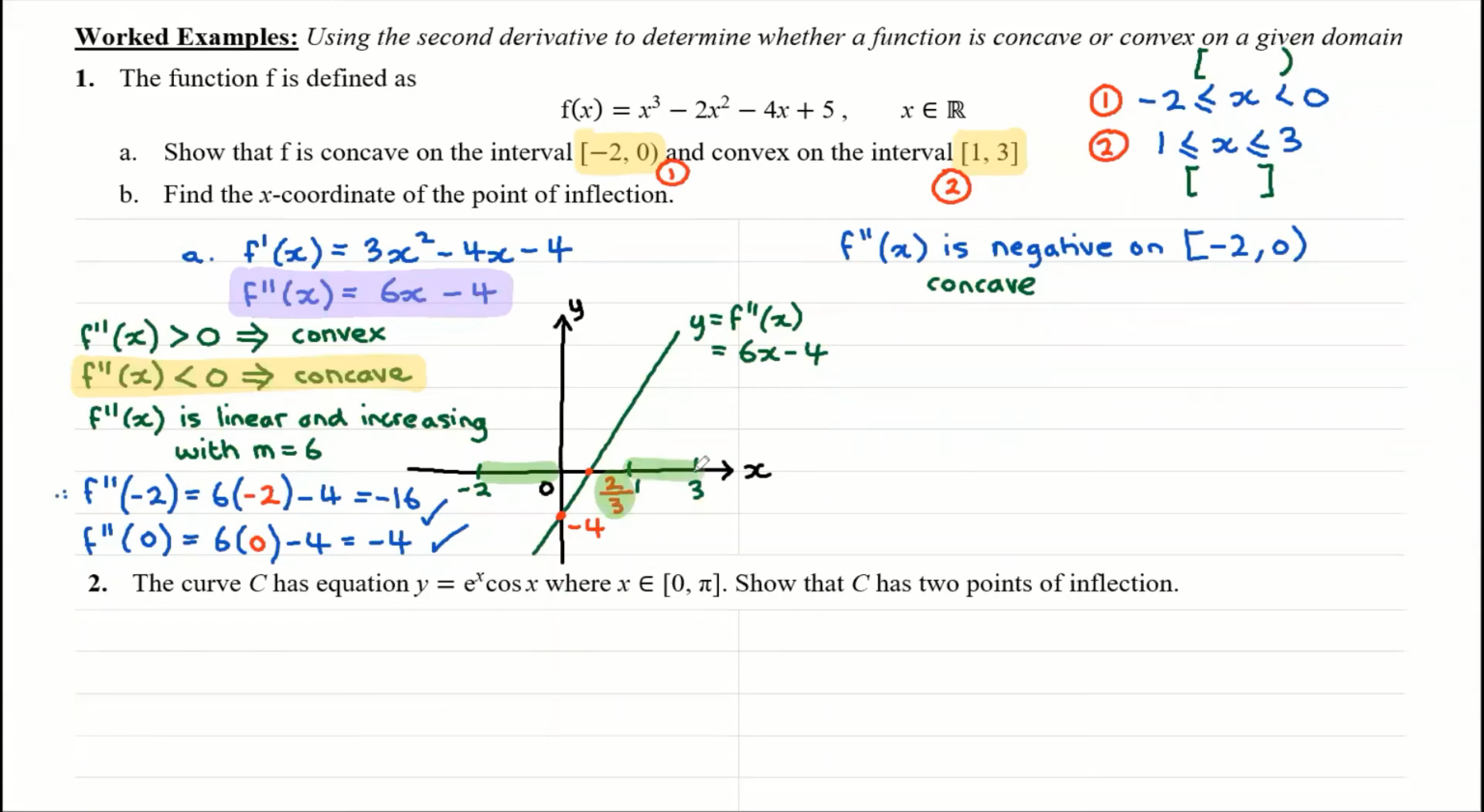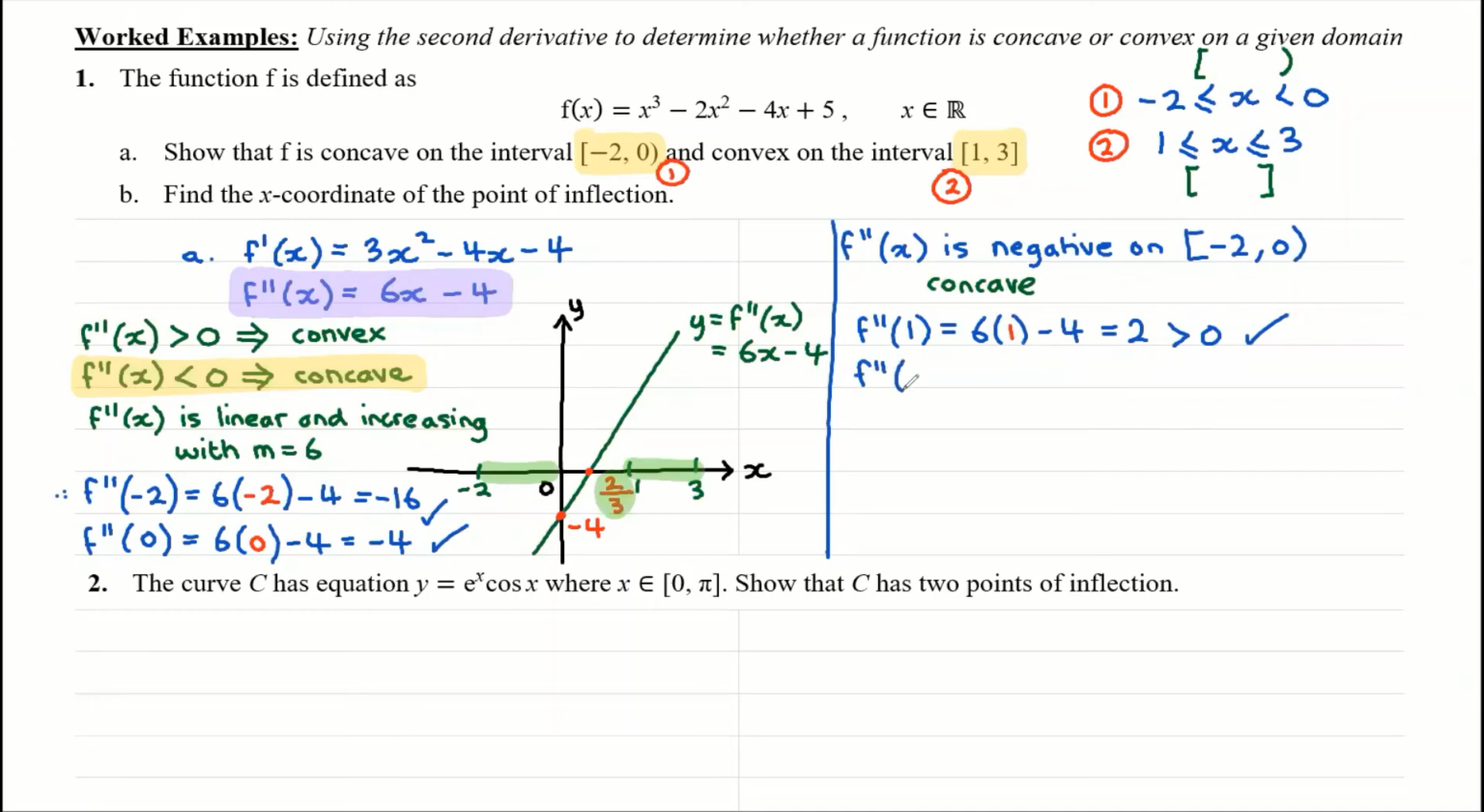Okay, and we've already said that f double dash x is linear and increasing. So we just have to put the numbers in and show that we get positive values. Okay, so I'm just going to partition that. F double dash of 1 is going to be 6 multiplied by 1, subtract 4, which equals 2, which is positive. Okay, that's what we want because we're showing convexity, or that it's convex.